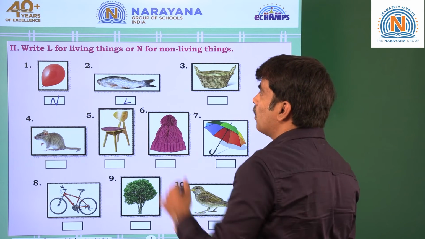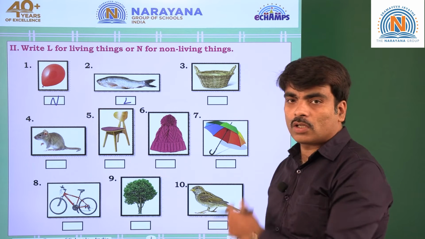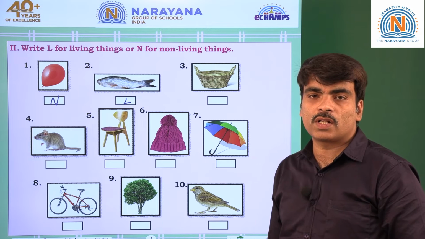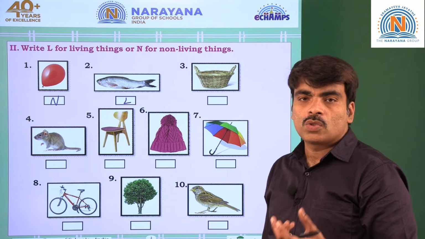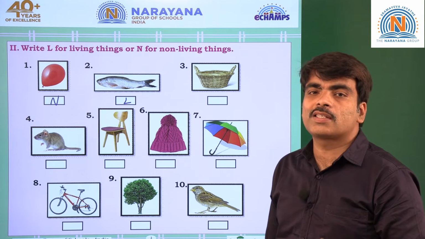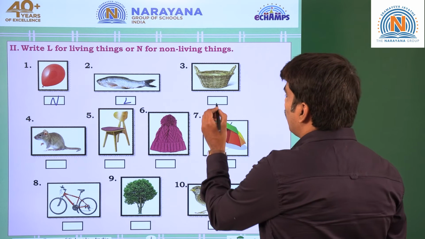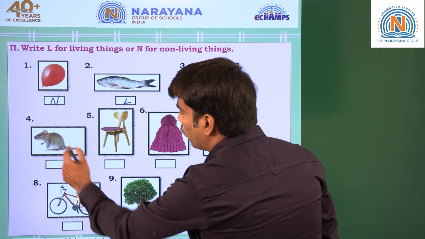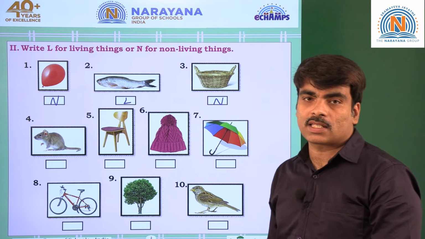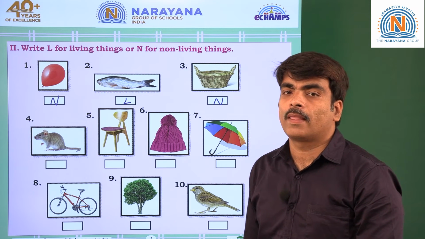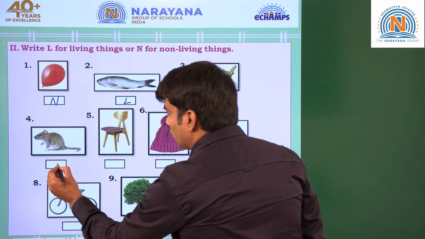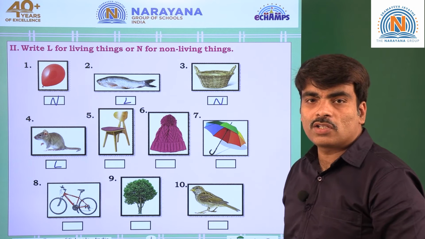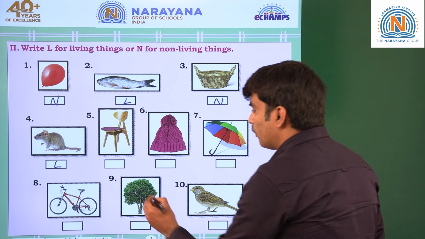Moving on to the third picture, we see a basket here which we use to carry vegetables, and we put fruits in it. So is it living or non-living? It is a non-living thing. So we have to write letter N. Now the fourth one, it is a rat. A rat is a living thing. We will put letter L. The fifth one is a chair, and a chair is a non-living thing.